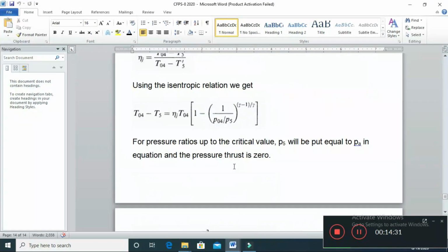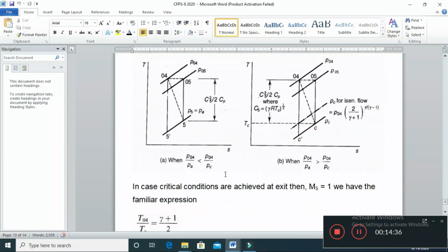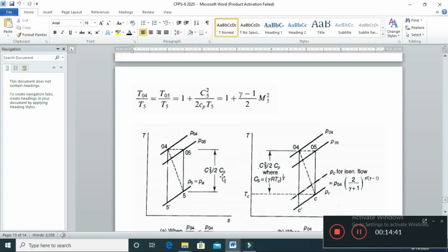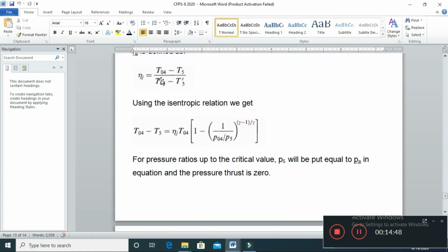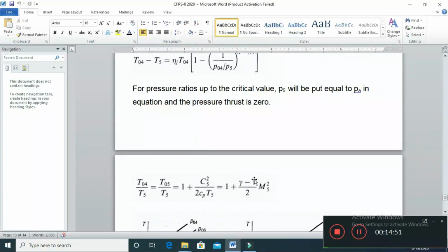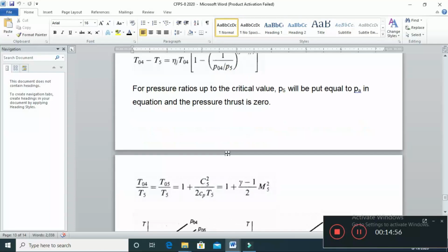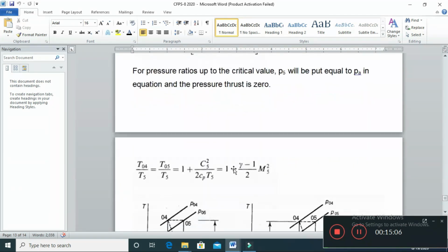There are two possibilities for the exit section. The nozzle can be choked or it can be unchoked. If the nozzle is unchoked, that is the Mach number at the nozzle exit is less than 1, then we will use these formulas for calculation of pressure, for calculation of the efficiency, or any other property which is unknown. Suppose we want to find the exit velocity.